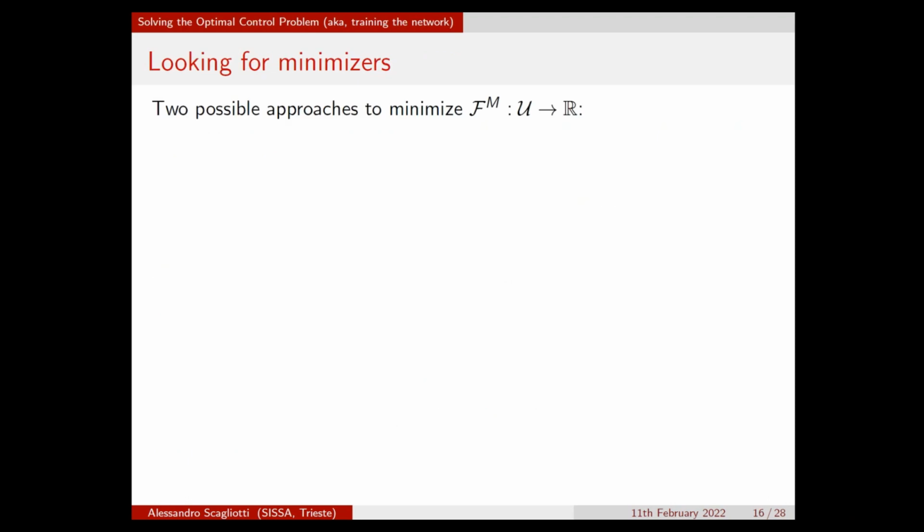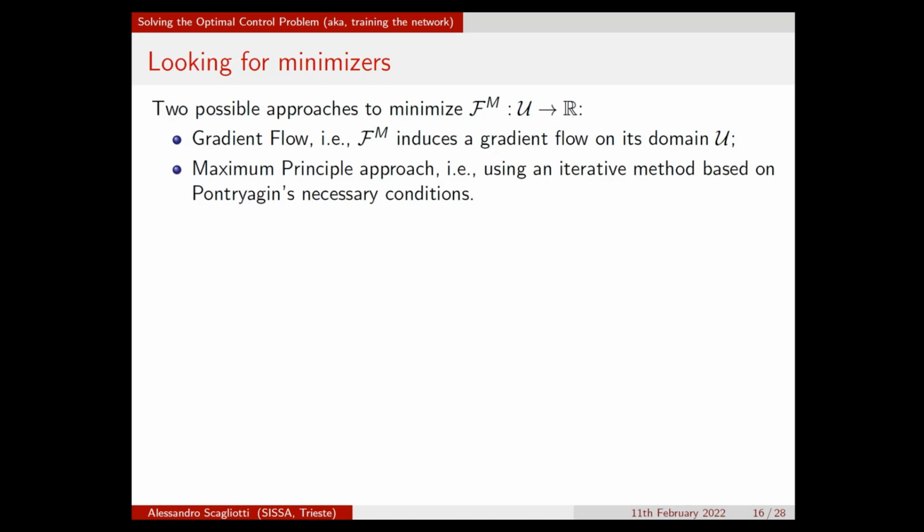So now we have the correct strategy, we have the correct estimate, and we want to actually minimize the functionals Fm. Essentially, I'm going to present you two approaches. The first one is based on gradient flow, because essentially we have a function Fm that induces on the domain a gradient flow, and we can use this gradient flow to find a minimizer. And a second approach is based on an iterative method based on the Pontryagin maximum principle.